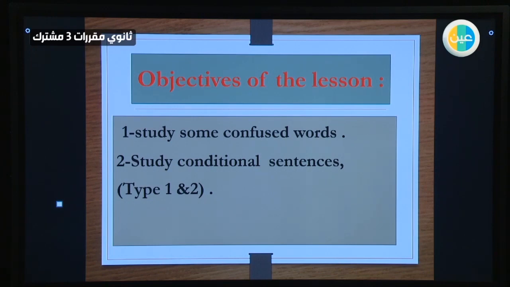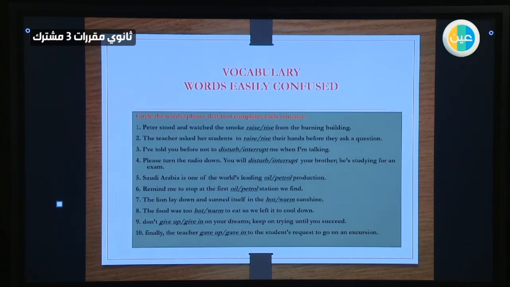We will study first some confused words and then go on to the conditional sentences, type 1 and 2, with the if clause, of course. Okay, vocabulary: words easily confused. We have some words that look similar to each other. Let's look at the meaning of the sentence and choose the suitable one. The first sentence is: Peter stood and watched the smoke, raise or rise, from the burning building?